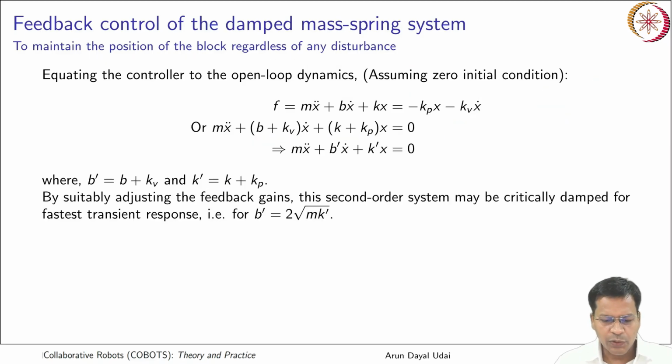So by suitably adjusting the feedback gains, which are known as the feedback gains Kp and Kv, this second order system may be critically damped for the fastest transient response.